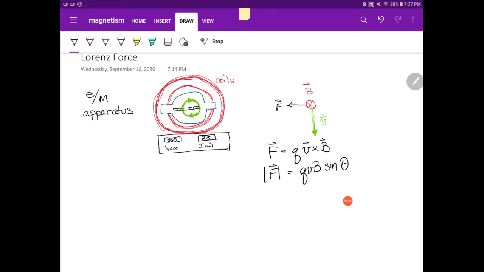And so if we look at the Lorentz force, which is the charge times the charge velocity cross product with the magnetic field, we can rewrite that as the magnitude is just QVB times the sine of the angle, and the angle is 90 degrees, so it's just QVB because sine of 90 is 1. So we'll come back to that shortly.